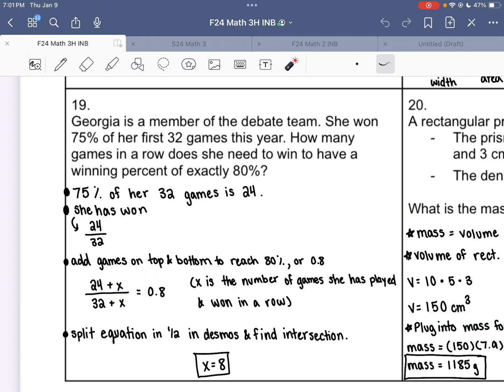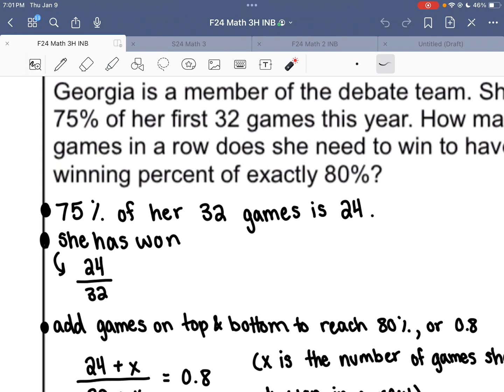Number 19 says that Georgia is a member of the debate team. She's won 75% of her first 32 games this year. We need to know how many games in a row she needs to win to have a winning percentage of exactly 80%. So first we need to know how many games she's actually won. So 75% of the 32 games she's played is 24. So currently she has won 24 out of 32 games, and we know that equals 0.75.